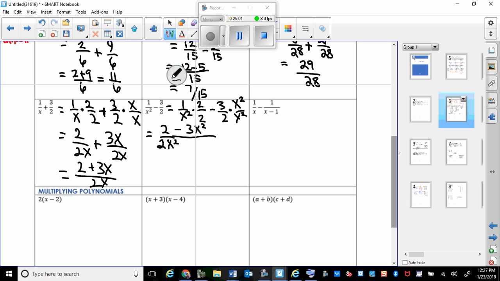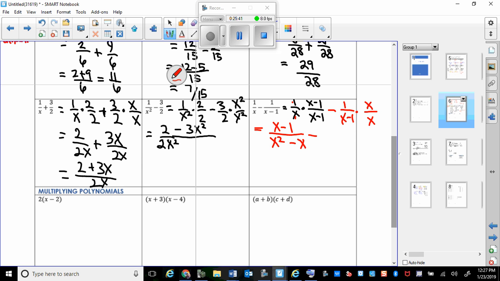Next one on this type of problem, my denominators are x and x minus 1. So for 1 over x, I'm multiplying x minus 1 on the top and x minus 1 on the bottom. For negative 1 over x minus 1, I'm multiplying x on the top and x on the bottom. Simplified, I have 1 times x minus 1, I have x minus 1. On the bottom, x times x is x squared. x times negative 1 is negative x.